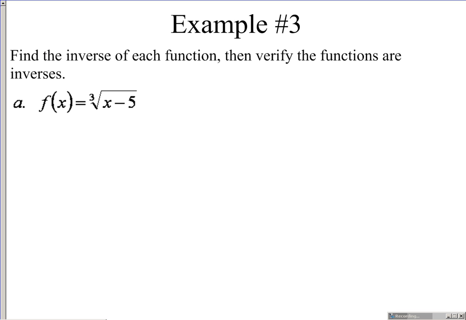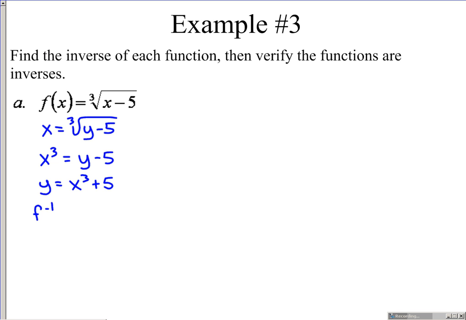If I switch X and Y here, we get x equals the cube root of y minus 5. And now we need to resolve that equation for y. Begin solving for y. I need to get rid of that cube root. The opposite of taking the cube root of something is to cube it. So I cube both sides, leaving me with that. Add the 5 over. Y is equal to x cubed plus 5. So that is our inverse function. So f inverse of x is equal to x cubed plus 5.